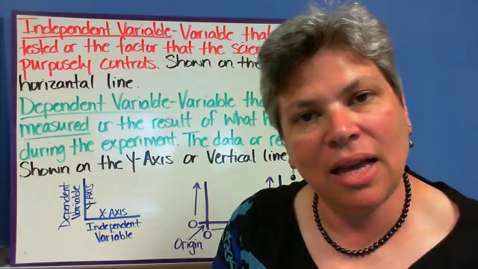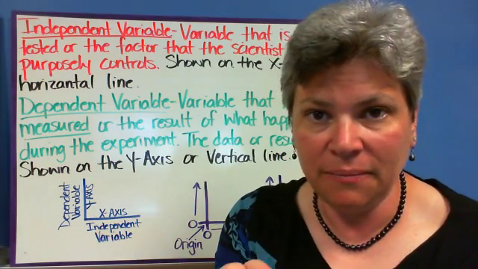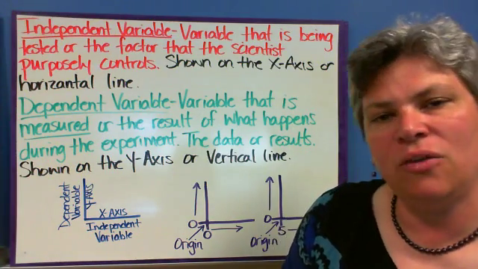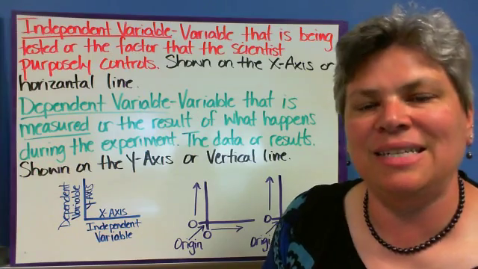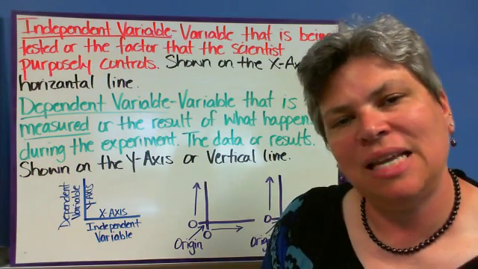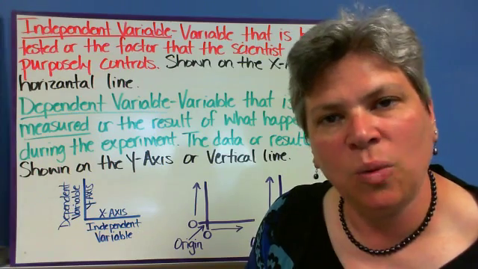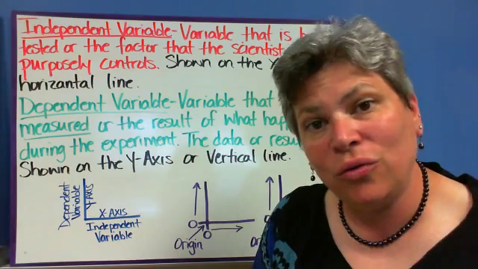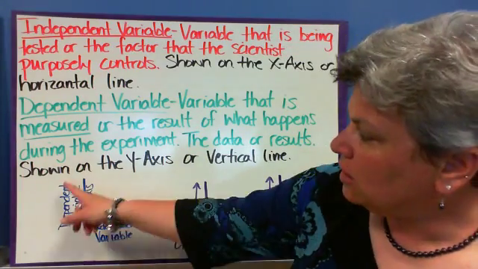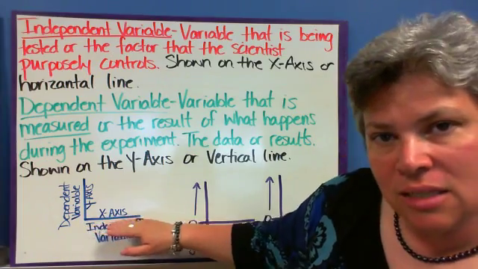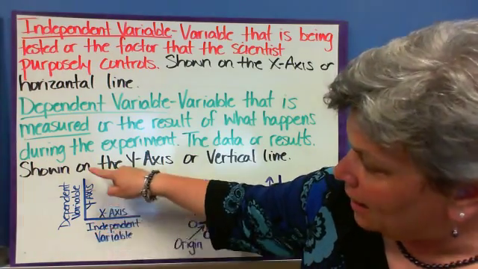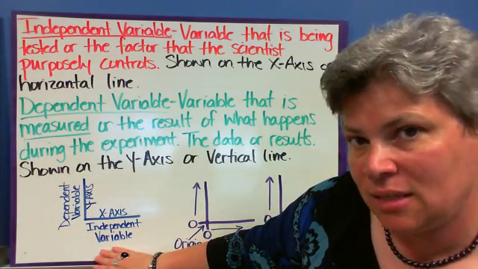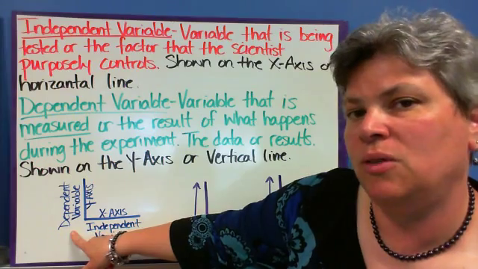We're going to put that on the x-axis or the horizontal line. The dependent variable is what you're measuring. It's the result of what happened during the experiment. It's the data. It's the result. In the example I gave you, it's the temperature. That's what I'm measuring. That value is going to go on the y-axis or the vertical line. So if you look at the axes I sketched out, the x-axis is on the horizontal line, the y-axis is on the vertical line. Independent variable goes on the x-axis, dependent variable goes on the y-axis.